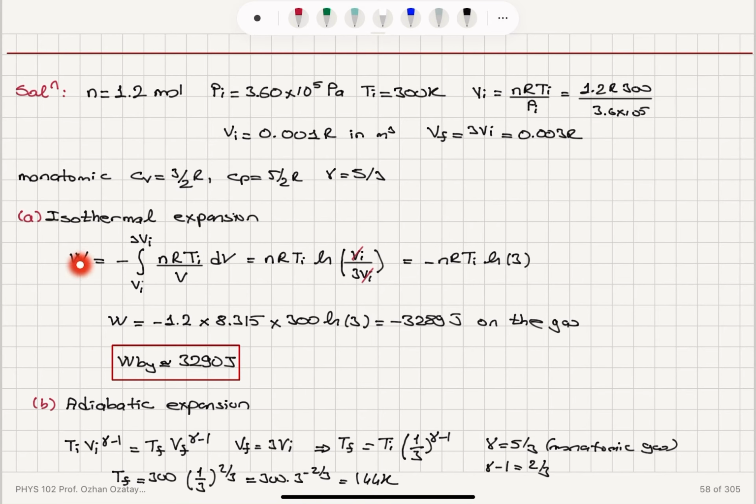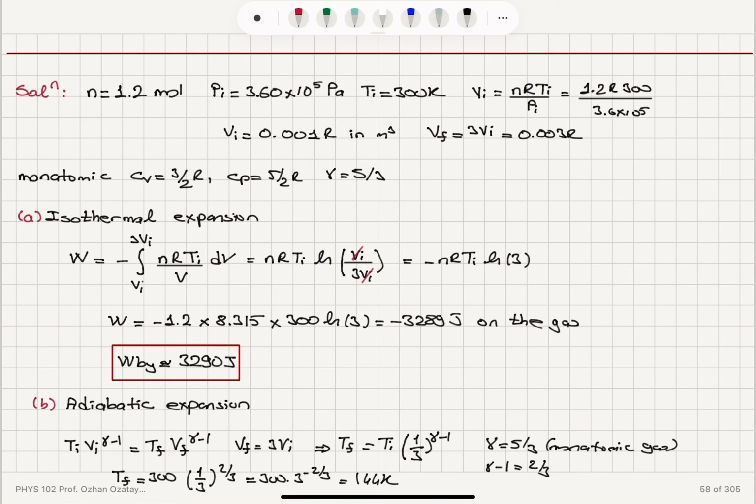Isothermal expansion, work is minus integral P dV. P is nRT_initial over V. T_initial is a constant here. It's a constant temperature process. So I obtain minus nRT_initial natural log 3. This is work done on the gas, not by the gas. I have to multiply by minus 1, 3,290 joules.